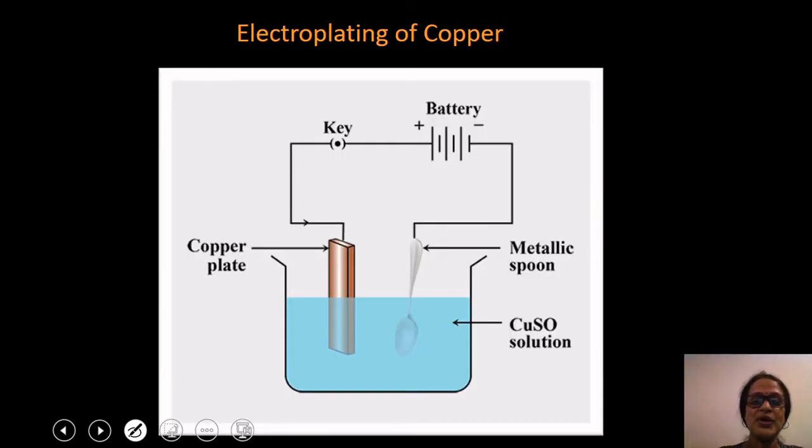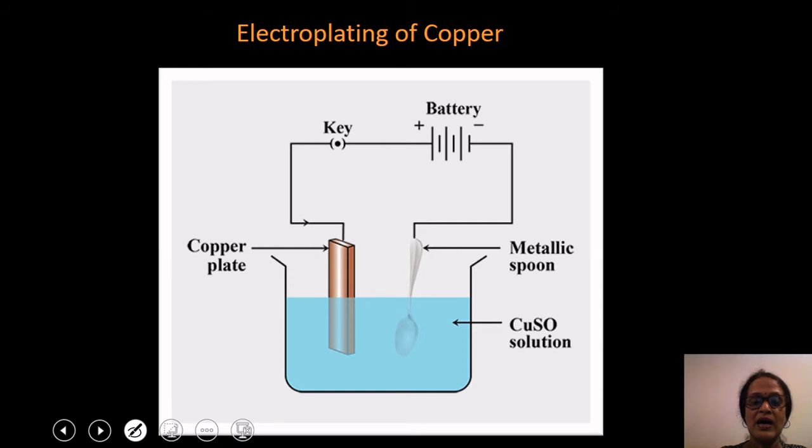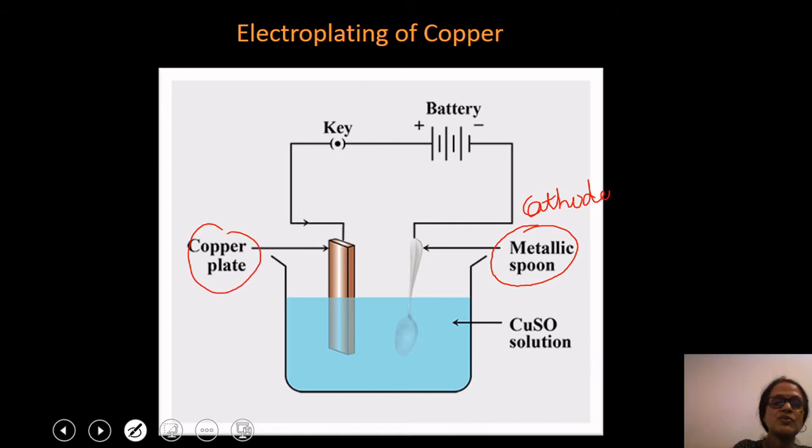So now I am going to discuss the process of electroplating of copper with the help of this diagram. So children, you can see here we are going to deposit copper on a metallic spoon. So this metallic spoon is made as cathode. Cathode means, I discussed with you, it is connected to negative terminal of the battery. Then you are going to deposit copper, so copper plate is connected to positive terminal of the battery, means you are making a copper plate as anode.